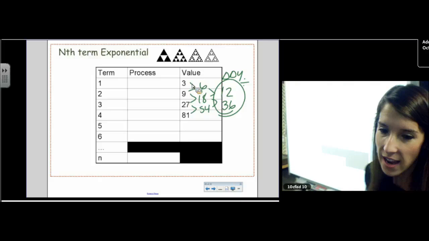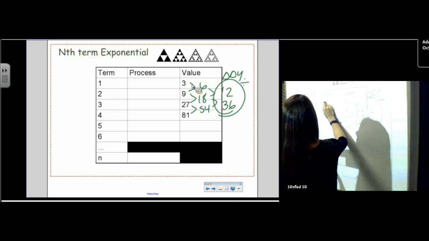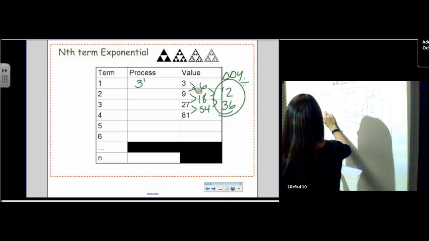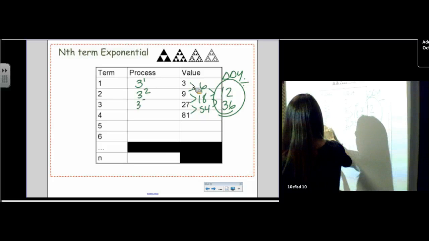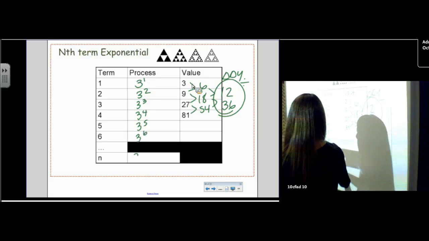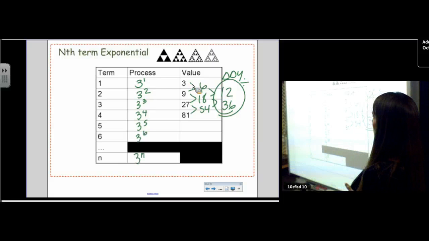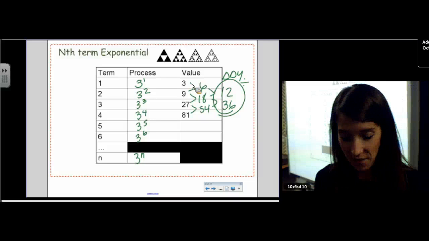3, okay? And so that is going to be your base. So this is 3 to the 1, 3 to the 2, 3 to the 3, 3 to the 4, 3 to the 5, 3 to the 6, and 3 to the n. And then you do your tweaking process if necessary.